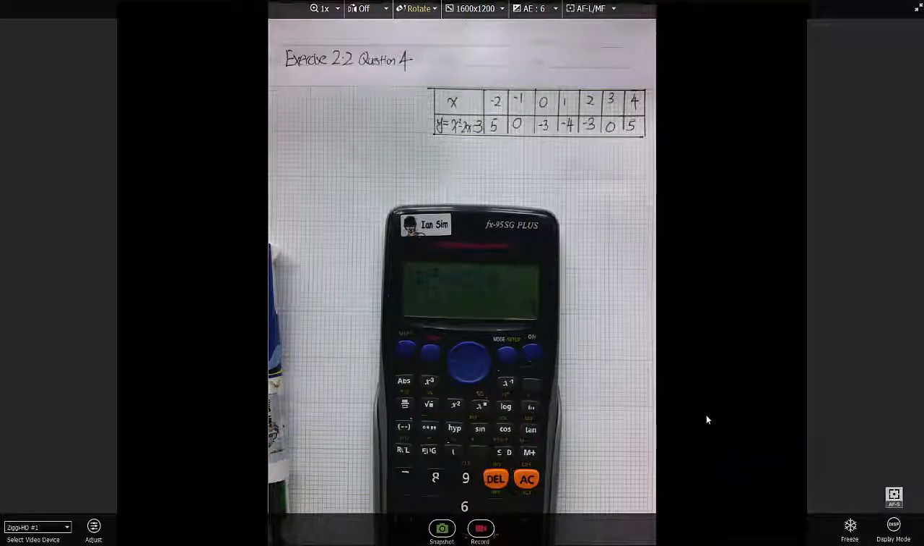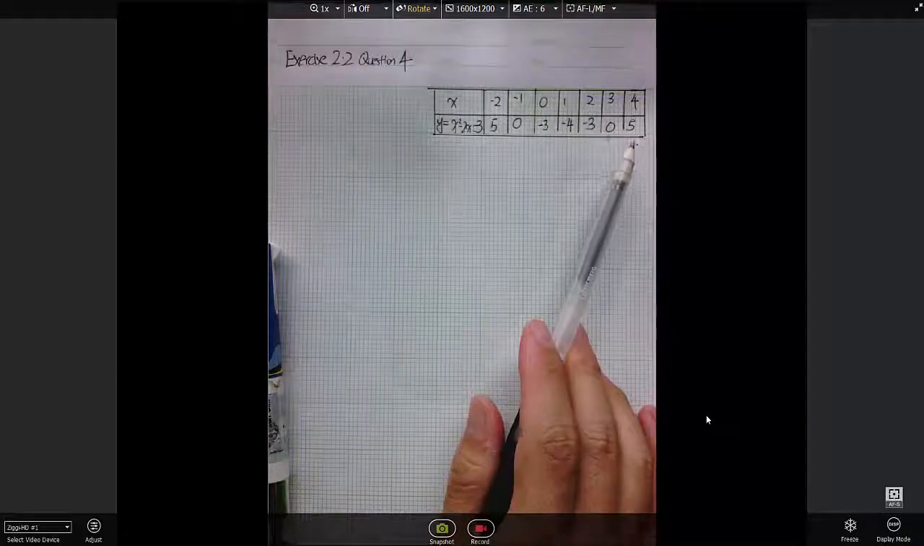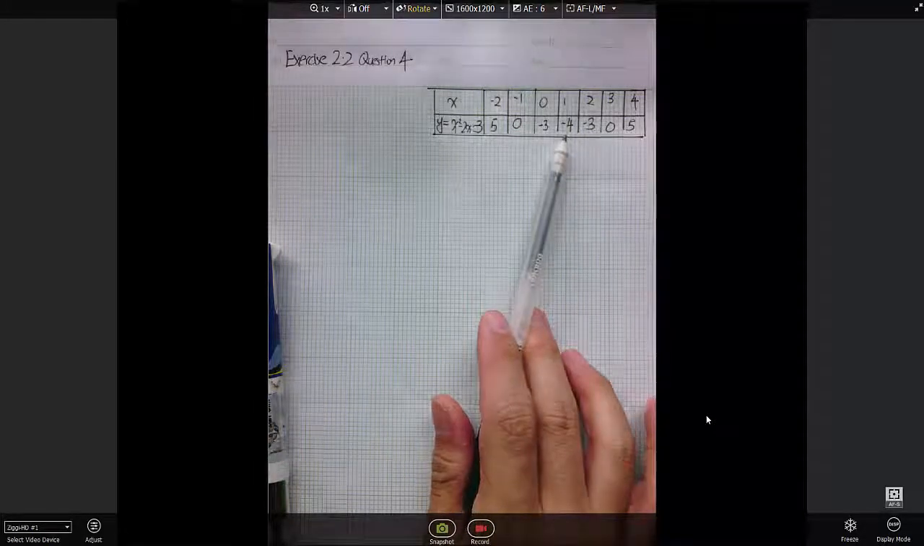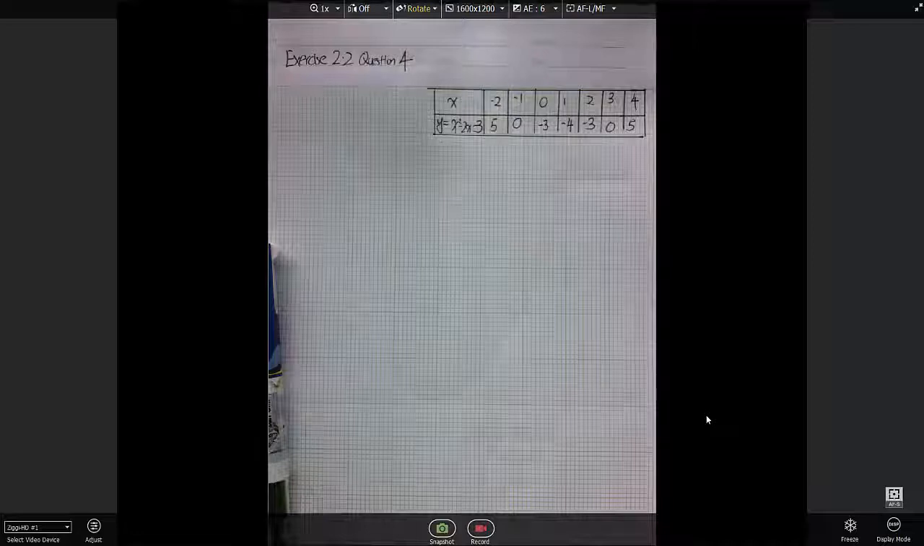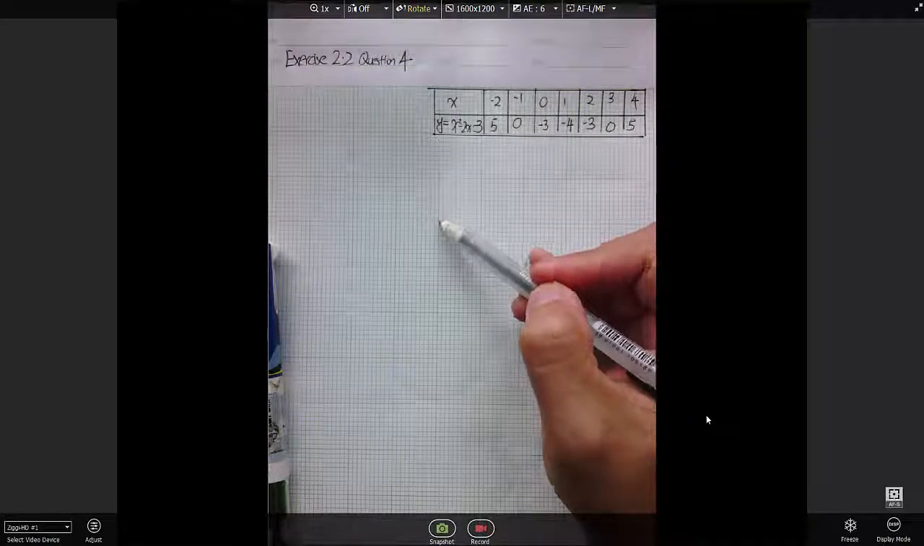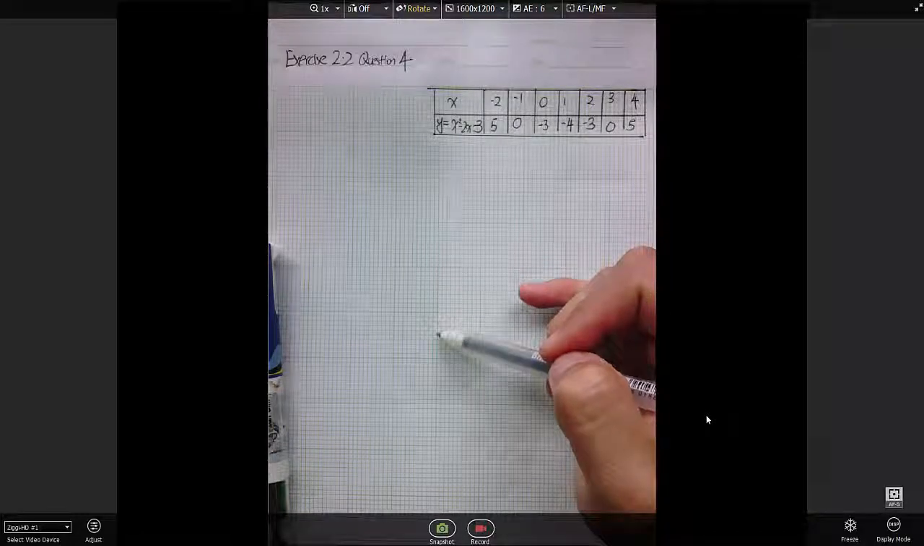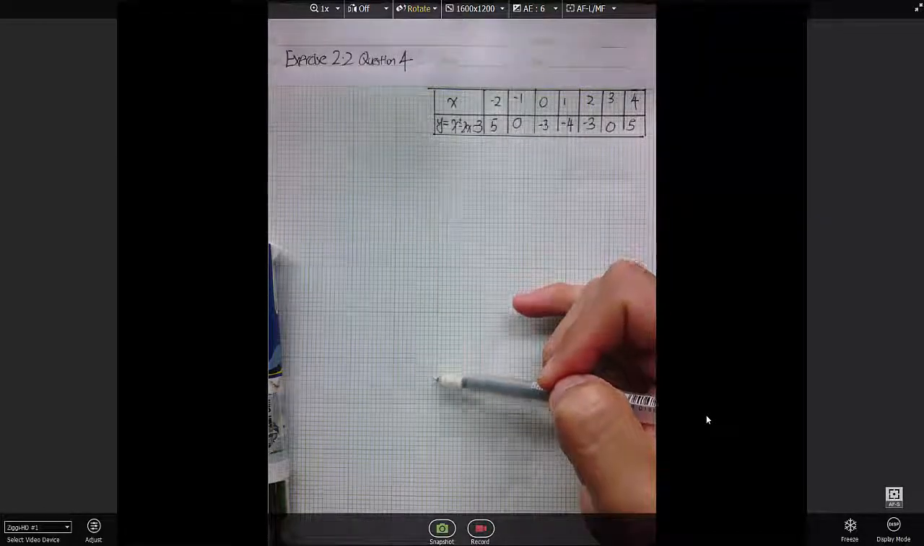Now, planning again. Notice that the x values run from -2 to 4. The y values run from 5 to the lowest, -4. So we plan accordingly. They say 2 cm to 1 unit on the x-axis, 1 cm to 1 unit on the y-axis. So I start from 5, maybe I start from here. 5, 4, 3, 2, 1, 0, -1, -2, -3, -4. It looks like I have enough space.